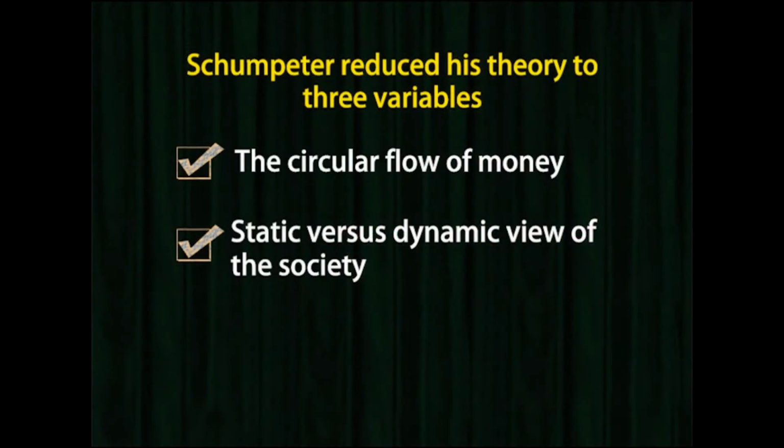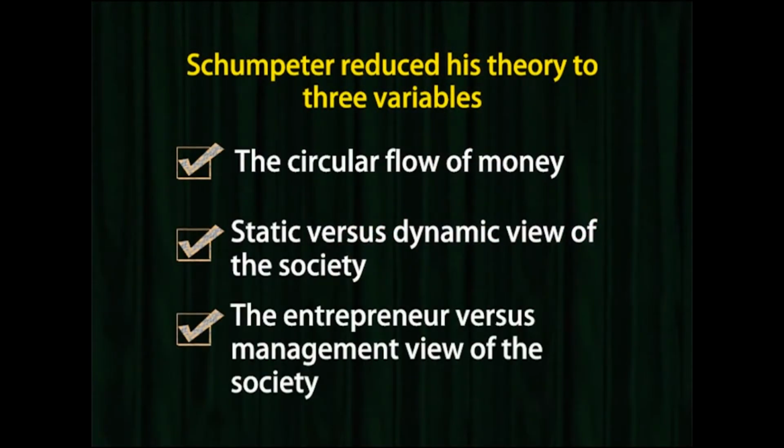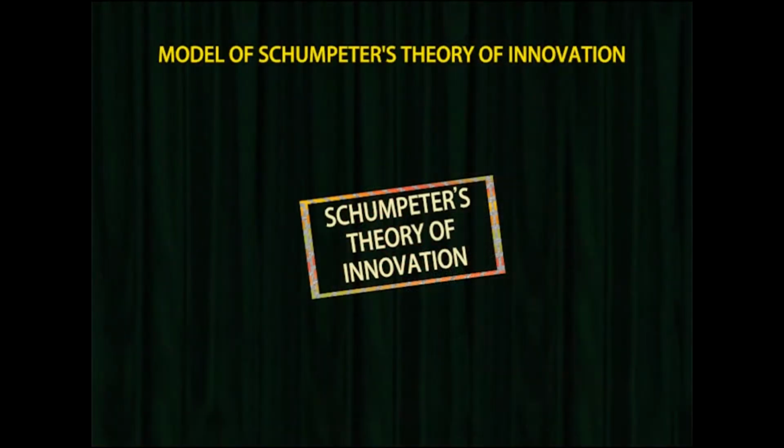Then we have the static versus dynamic view of the society. We have the entrepreneur versus management view of the society. So this theory reflects all the aspects, the total factors in terms of innovation, in terms of management, and in terms of the changing dynamics which put an impact on the society. The model of Schumpeter's theory of innovation is shown over here.